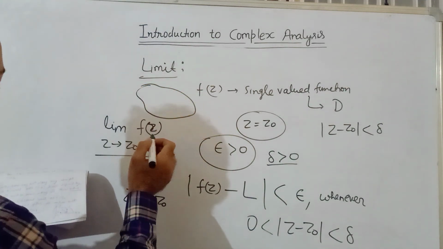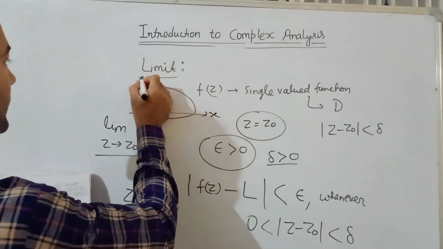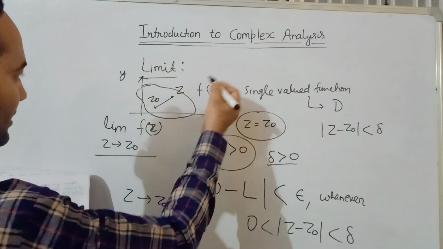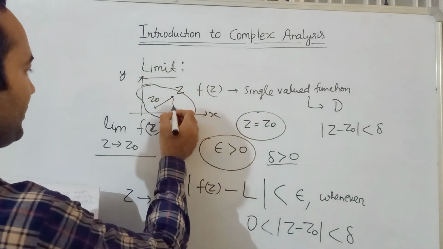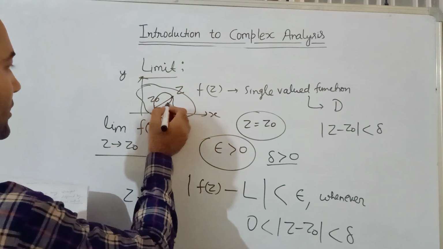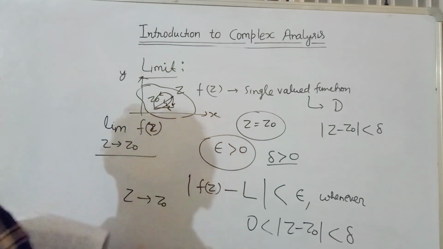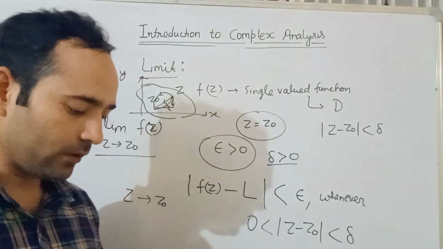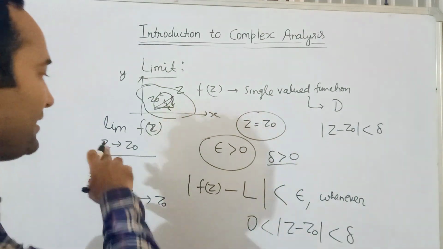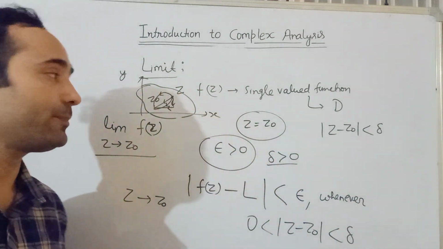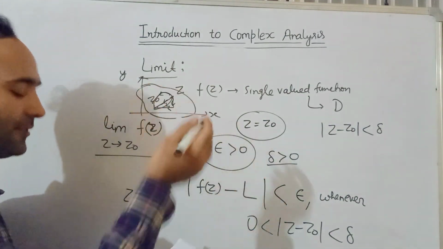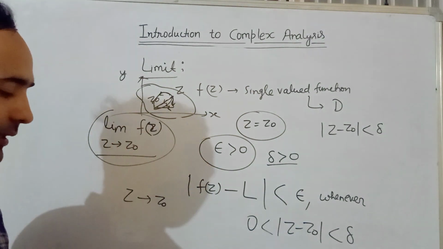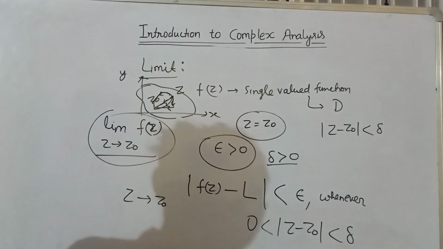How will you check? Let's say this is the region or domain, this is the x-axis, this is the y-axis. Then z tends to z0 from any direction. Either you go along this path or this path or this path, the value of the limit should be the same. It should be path independent. If we obtain two different limits as z tends to z0 along two different paths, then the limit does not exist. This is going to be very handy in finding limit values and continuity.